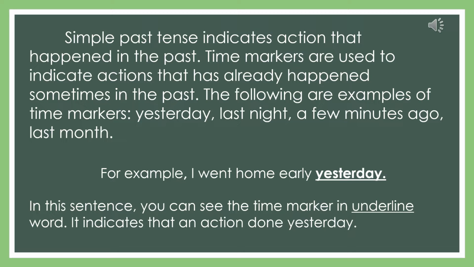Simple past tense indicates an action that happened in the past. Time markers are used to indicate actions that have already happened sometime in the past. The following are examples of time markers: yesterday, last night, a few minutes ago, last month. For example, I went home early yesterday. In this sentence, you can see the time marker in the underlined word. It indicates that the action was done yesterday.